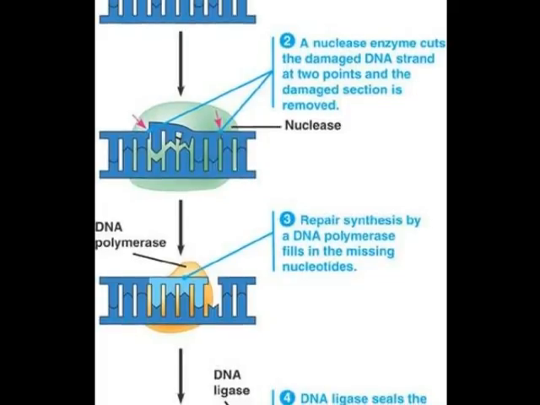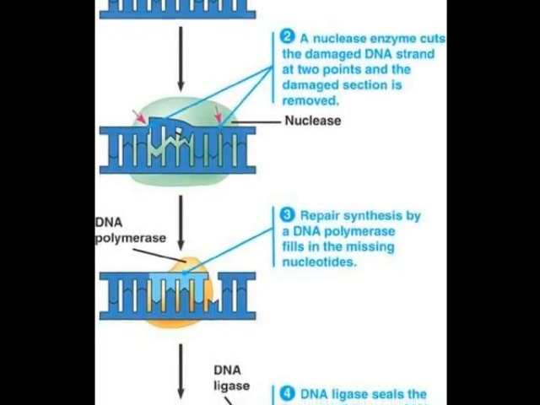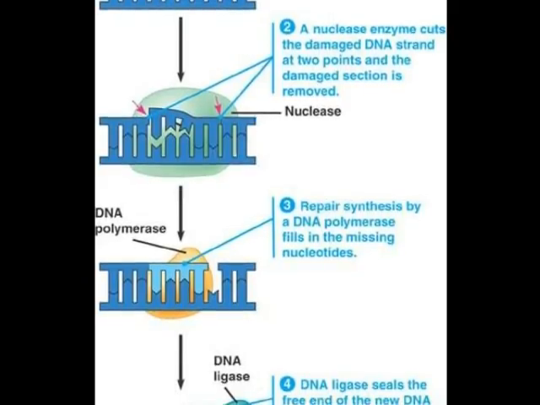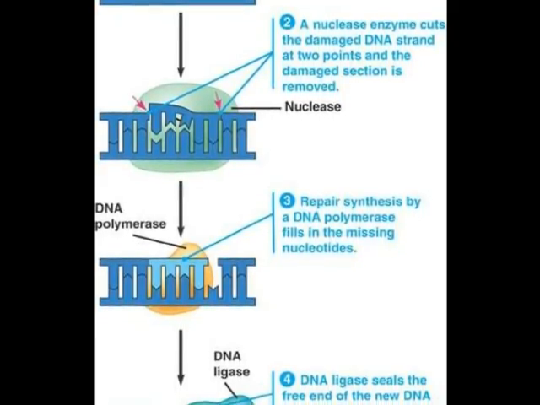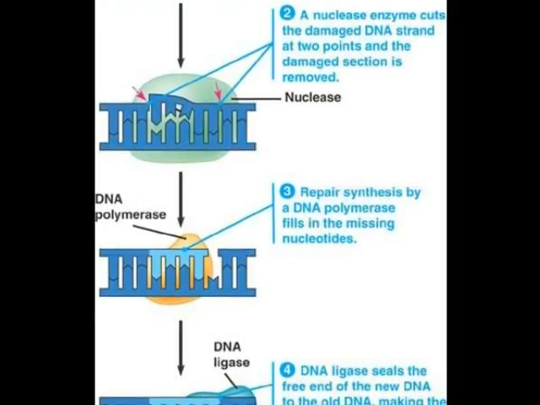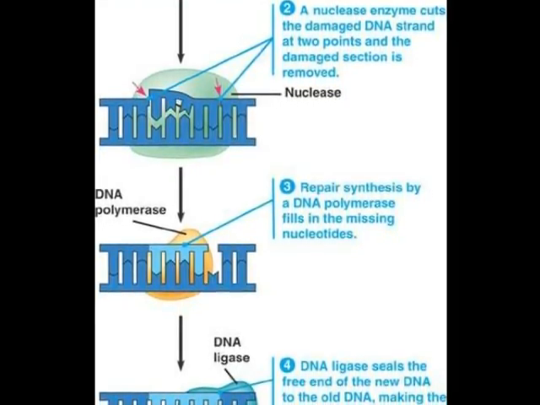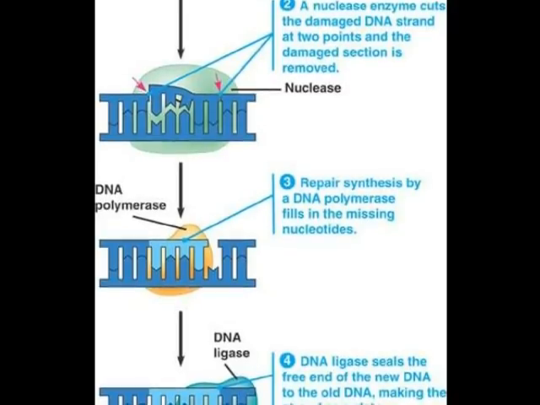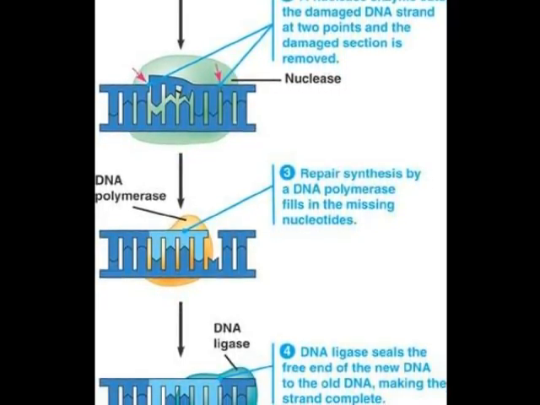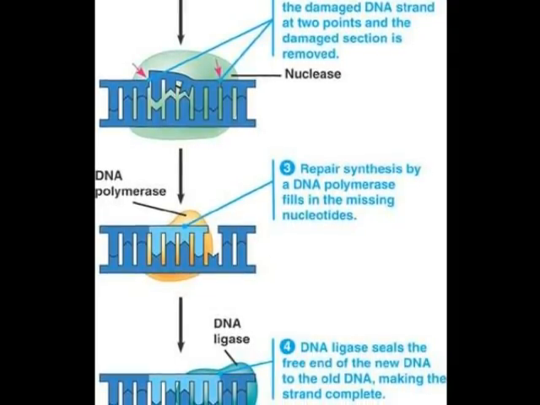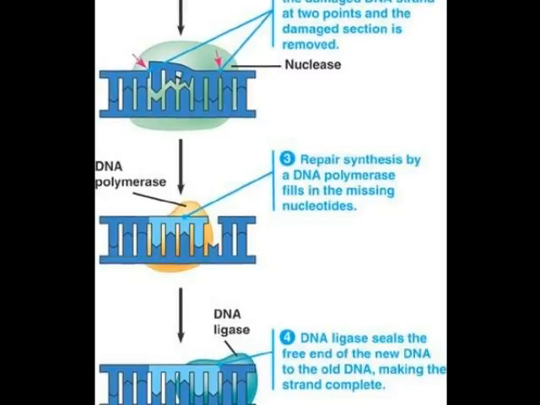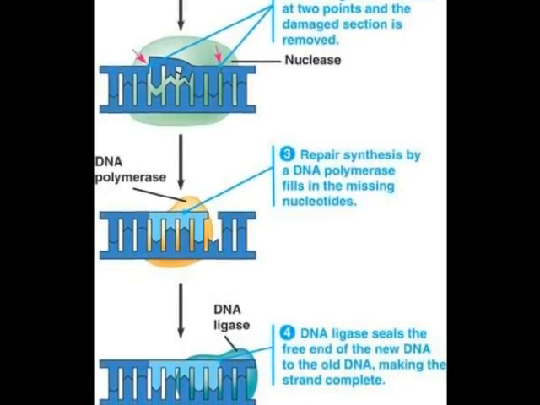Again, you have an enzyme called a nuclease that cuts the damaged DNA strand at 2 points, and then it is removed. In step 3, you can see the light blue section of DNA that is the correct portion of DNA that is made by repair synthesis of DNA polymerase. It fills in the missing nucleotides. Next, we have DNA ligase again that acts as a glue and seals the free end of the new DNA to the old DNA, making the strand complete.